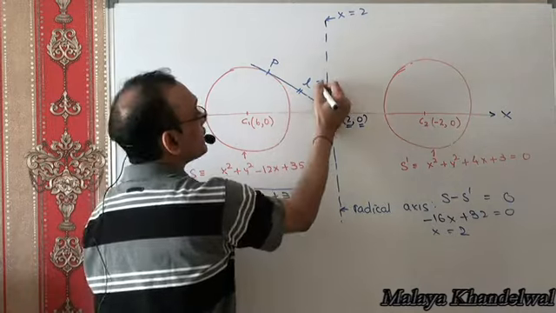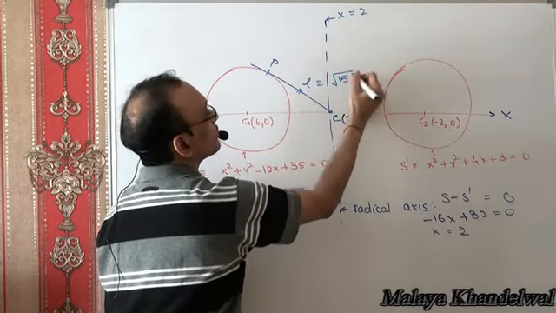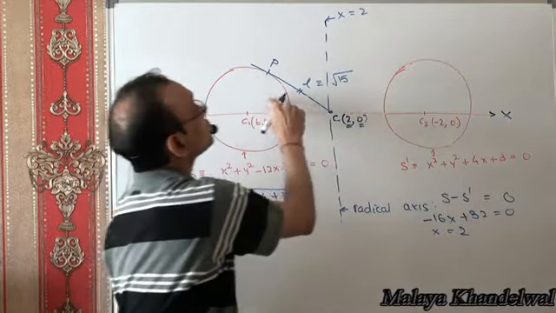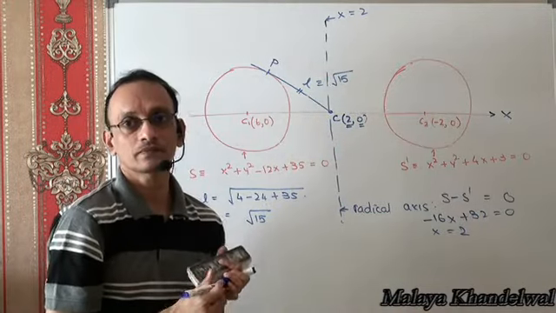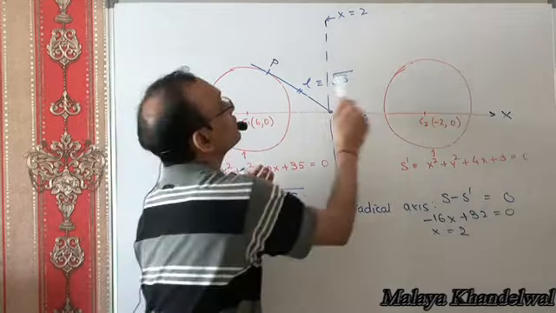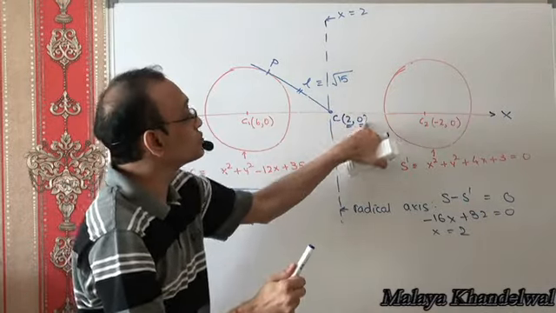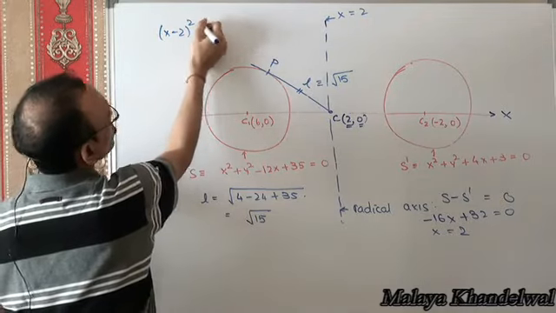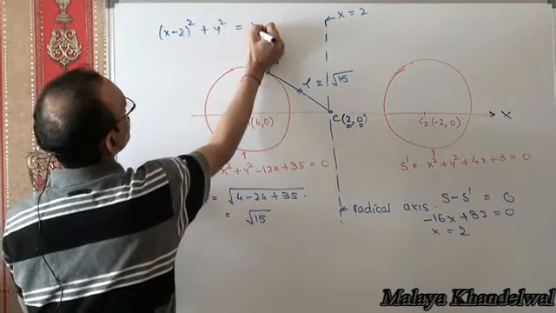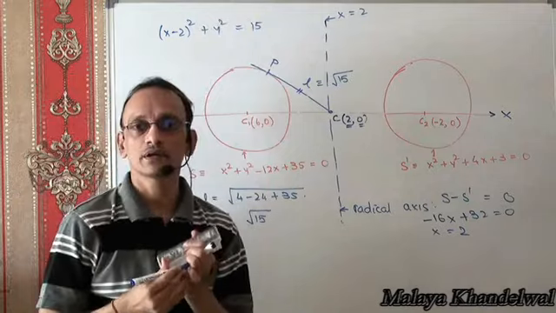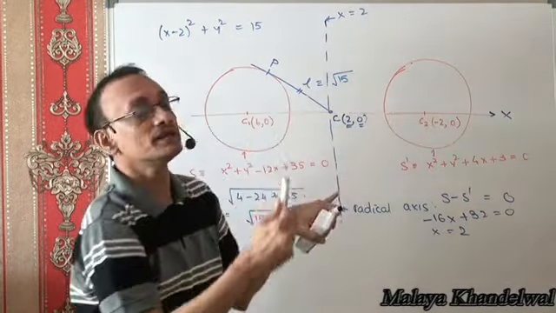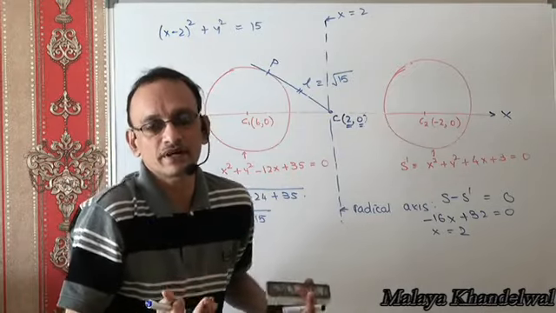So root 15 would be the radius of the minimum circle, the smallest circle orthogonal with these two circles. Its center would be (2, 0). So what would be the equation of that circle? That's going to be (x minus 2) whole squared plus y squared equal to (root 15) whole squared, that is 15. That's the smallest circle orthogonal with these two circles and of smallest possible radius.